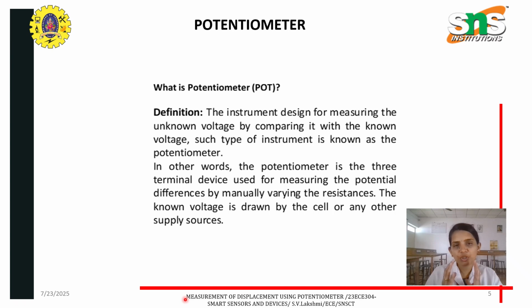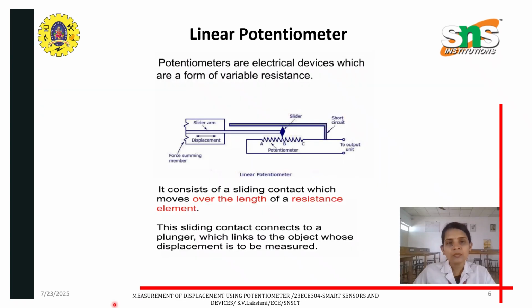So normally a potentiometer is a form of variable resistance. It is a three-terminal device with the positions A, B, C, where the center one, B, is a movable part, which we call the wiper or slider. There are two types of potentiometer. One is the linear potentiometer and the other one is the angular potentiometer.